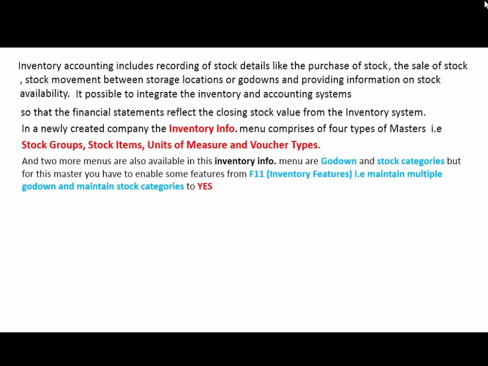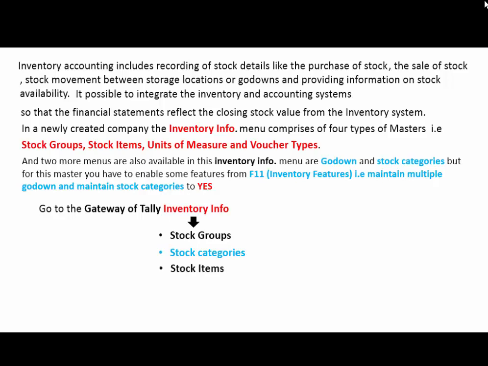For that, press F11, inventory features, and set maintain multiple godowns and maintain stock category to yes. Go to the Gateway of Tally, inventory info, for creation of stock group, stock categories, stock items, unit of measure, godown or location, and voucher types creation. So let's understand them one by one.